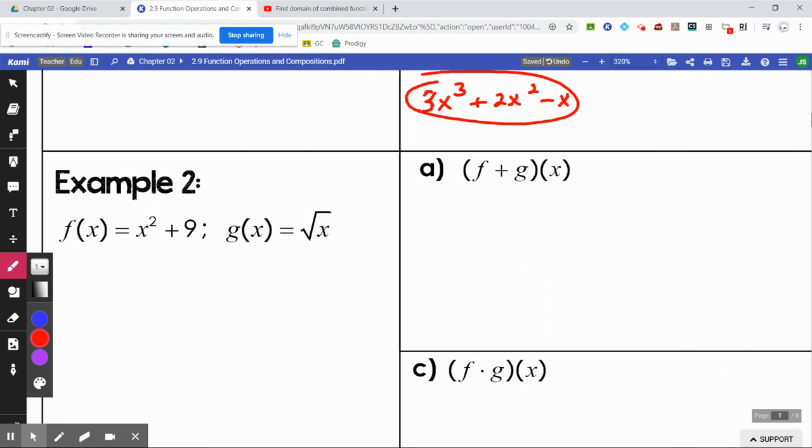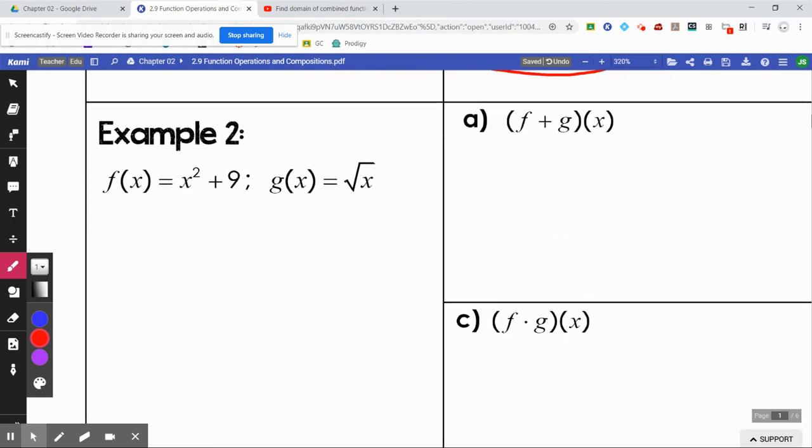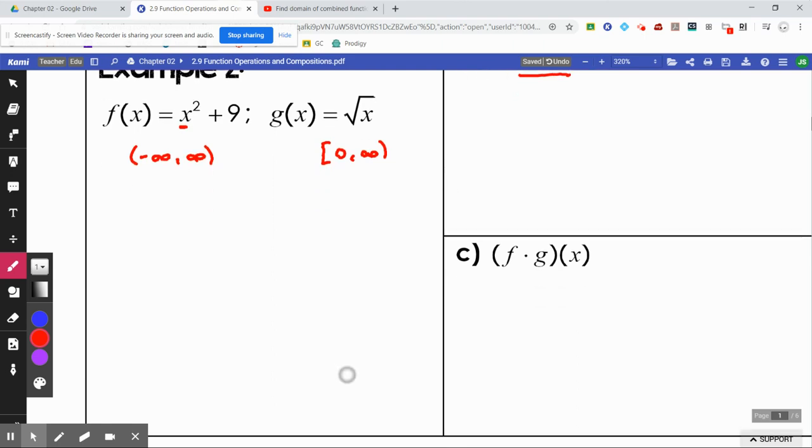Okay, the next one. Now we've got a little bit of a domain restriction. F of x, the domain here, x can be anything. That's a parabola. You can square any number you want, add 9. So your domain for the first function is negative infinity to positive infinity. The domain of the second function, what can I take the square root of? I cannot take the square root of negatives. So my domain there is all things from 0 to infinity. So the domain of any combination is going to be the overlap of those two.